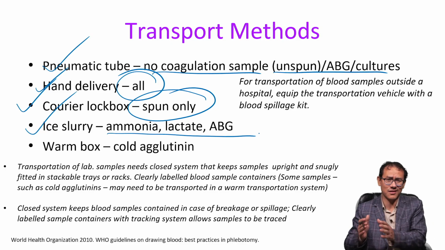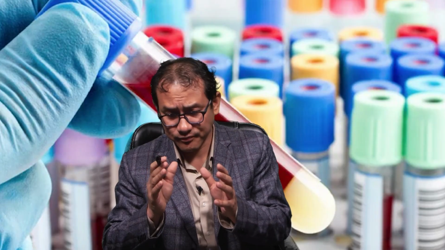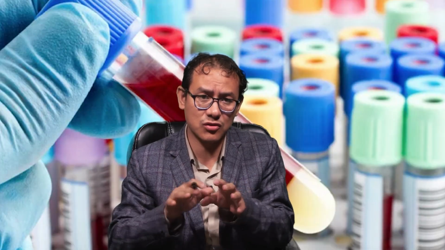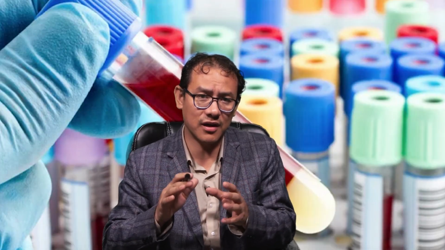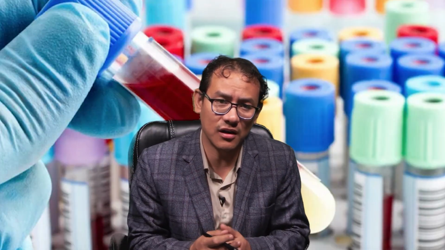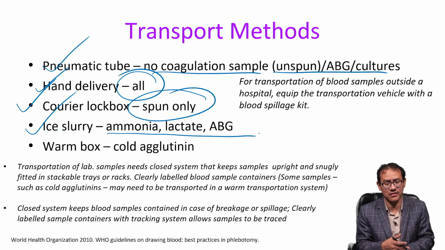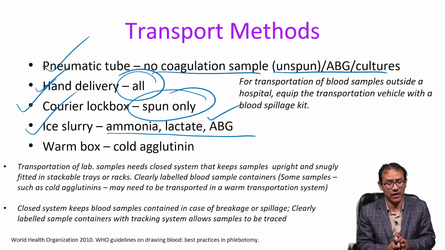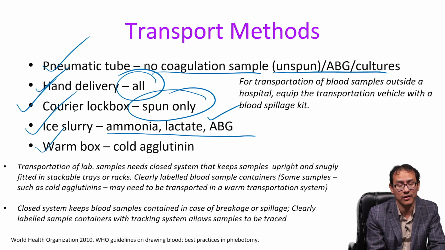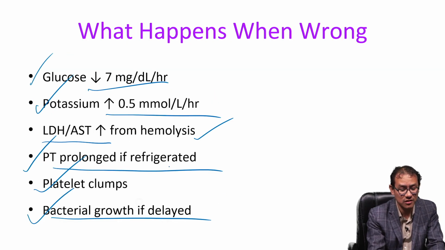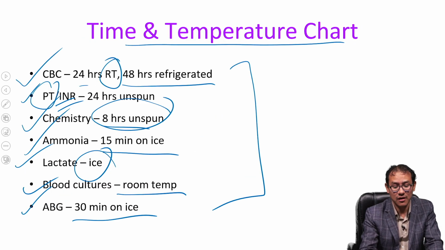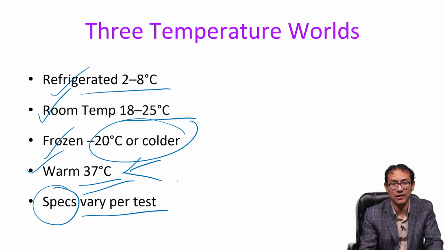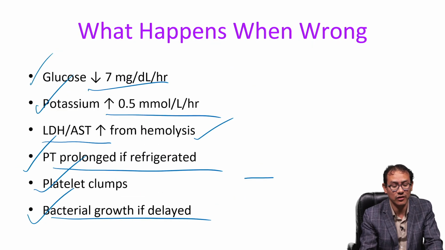What is slurry? Slurry has some crushed ice and some liquid water, so it is a semi-solid, paste-type consistency consisting of crushed ice. This is ice slurry, and it is important for transportation of ammonia, lactate or ABG. And warm boxes are also important. We have already seen how warm is defined: it is around 37 degrees centigrade. In the previous slide we have already discussed this.